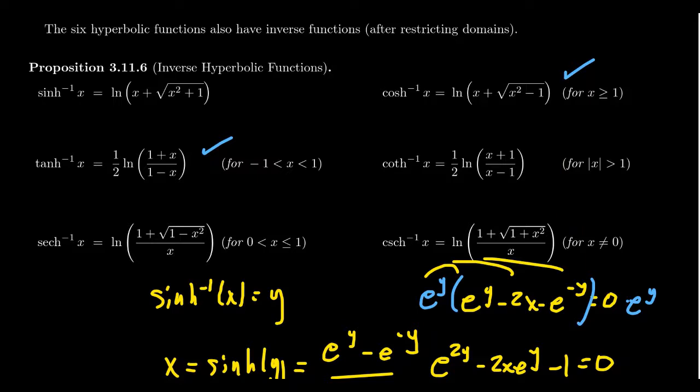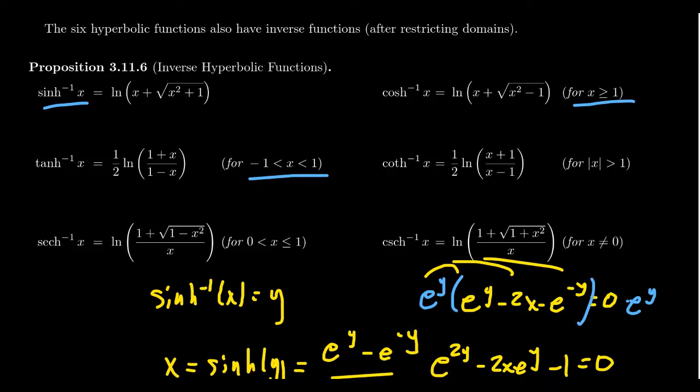Now, it's also important to mention that there are some domain restrictions in play here, that arcsinh will be defined for all real numbers, but the other functions will have restrictions to their domains. So arccosh is only defined for values of x that are greater than or equal to 1. Hyperbolic arctangent is only defined for x between negative 1 and 1.